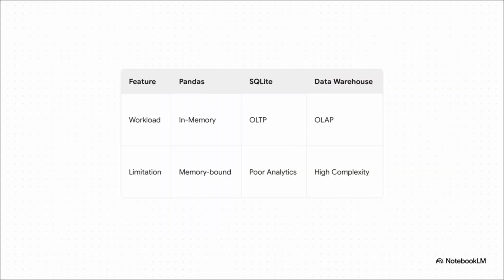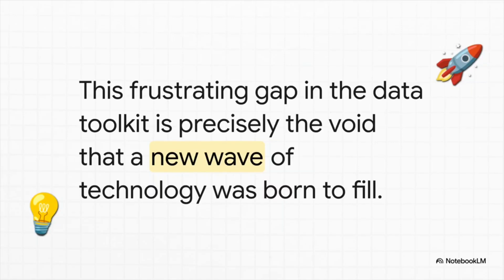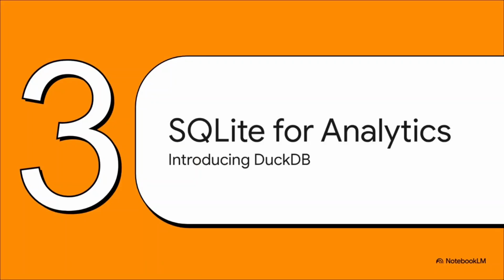And this is what leaves developers stuck in this frustrating trilemma. Pandas is memory-bound. SQL is just the wrong tool for the job, architecturally. And a traditional data warehouse, well, it comes with its own tax. The headache of setting it up, the slowdown from network latency, and that tedious process of extracting, transforming, and loading your data, ETL, before you can even ask your first question. Every single choice forces a major, painful compromise. This huge, frustrating gap in our toolkit, well, it's precisely the void that a new wave of technology was basically born to fill. This is where the story takes a turn.